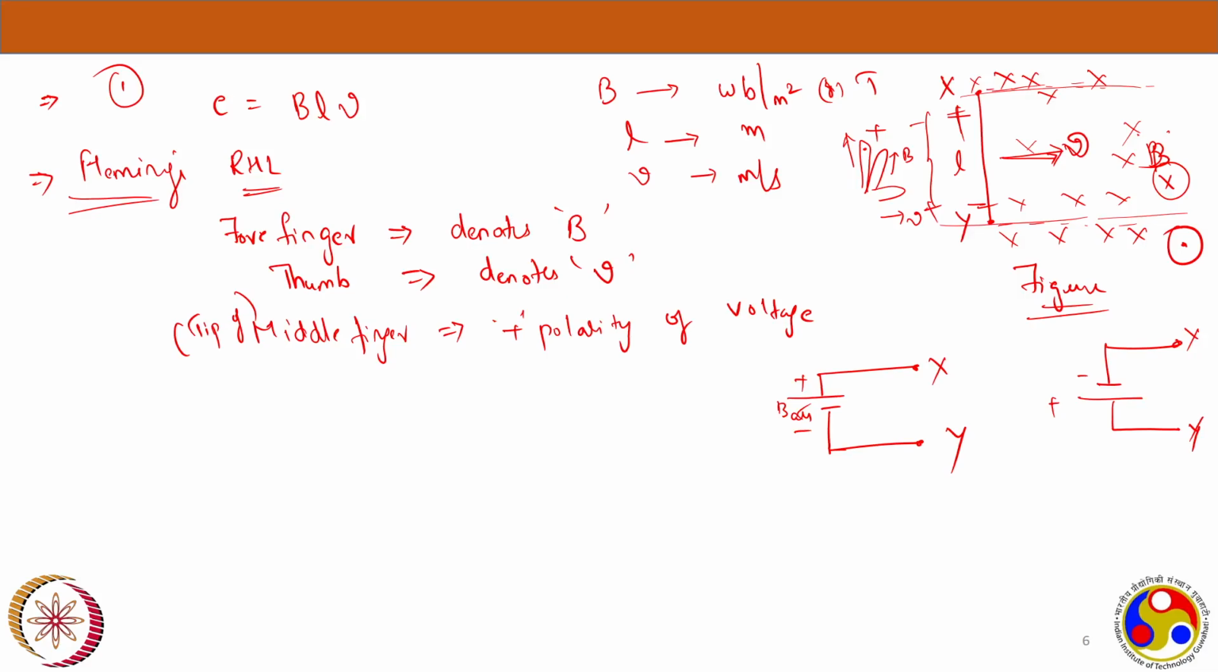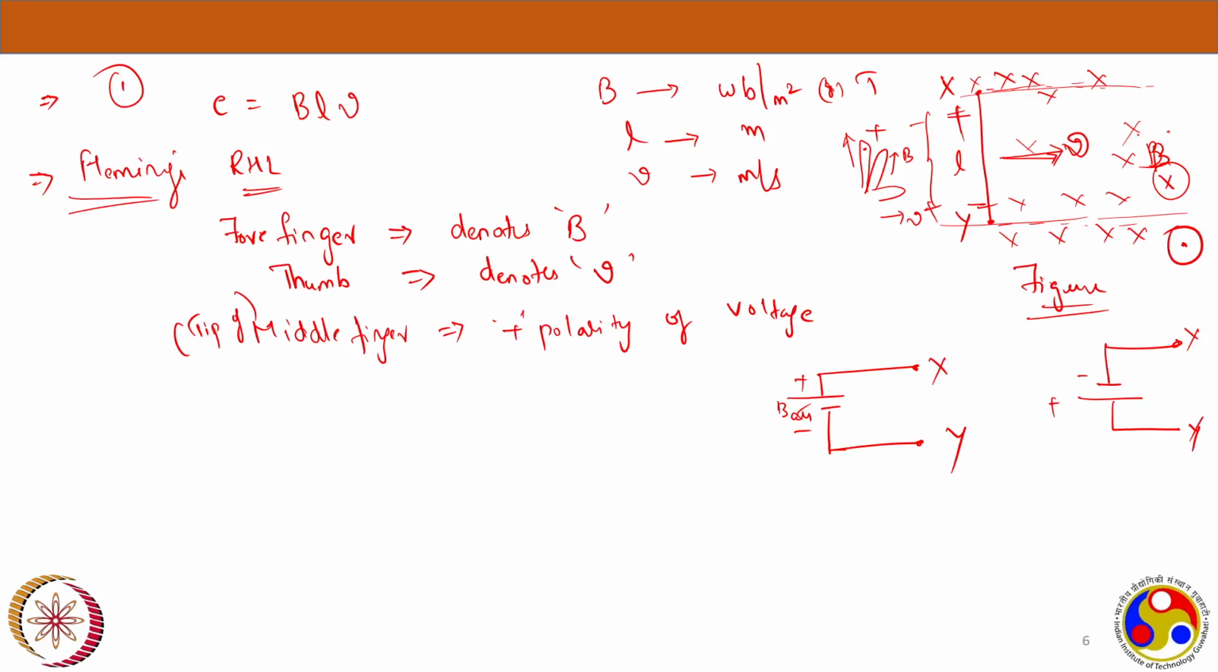We discussed a case where we place a conductor in a magnetic field and it is moving with a velocity v, with length L. Then an EMF will be induced in that conductor. What is the magnitude and what is the polarity? We found that using Fleming's right hand rule, and we can always reverse the polarity of the induced EMF by just reversing the direction of the magnetic field.